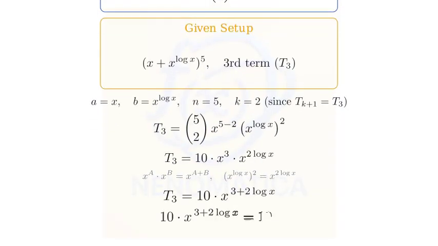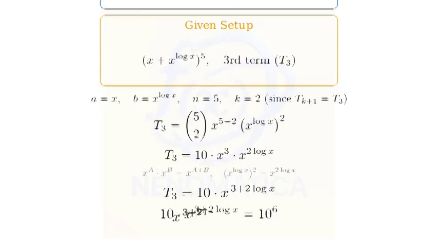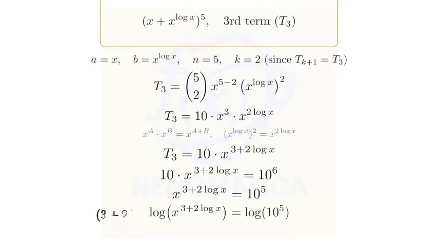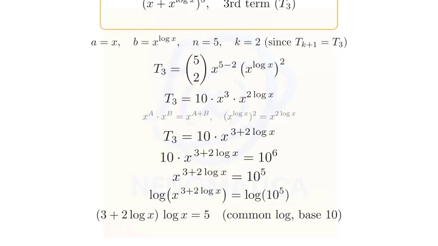Set 10 times x to the 3 plus 2 log x equal 10 to the 6th. Divide both sides by 10 to get x to the 3 plus 2 log x equals 10 to the 5th. Take the common logarithm, base 10, of both sides. The left becomes 3 plus 2 log x, all times log x, and the right is 5.